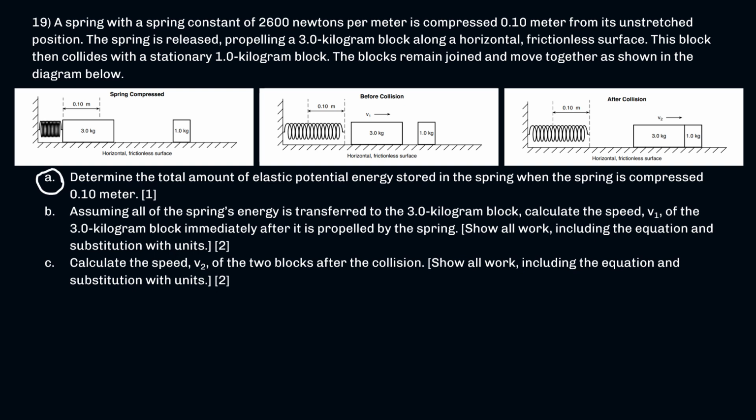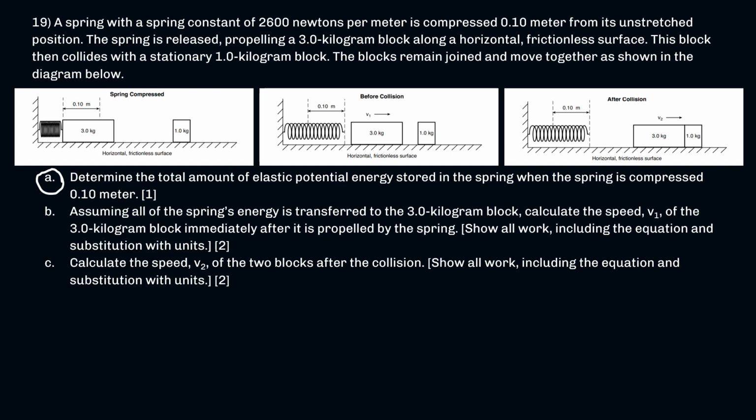So we have here a spring with a spring constant of 2600 newtons per meter. It's compressed 0.1 meter from its unstretched position. The spring is then released, propelling a 3 kilogram block along a horizontal, frictionless surface. This block then collides with a stationary 1 kilogram block. The blocks remain joined and move together as shown in the diagram below. The one in the packet is the diagram straight from the exam, so it's stacked on top of each other, just so it can fit better in the slide here. They are all next to each other, but it shows the three portions of the system.